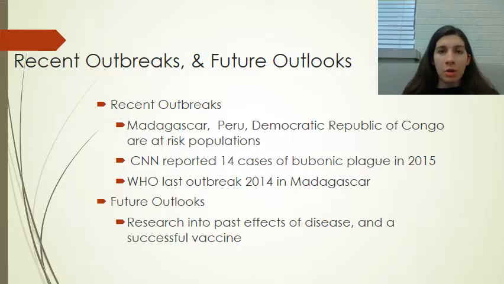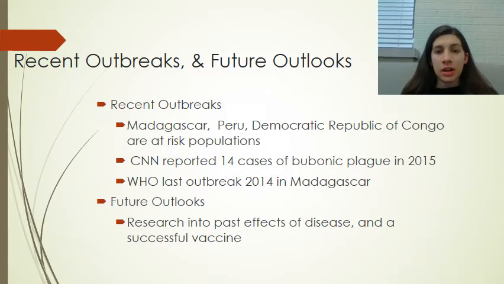Since the last major outbreak of bubonic plague was during the Great Plague of Hong Kong, which ended in 1904, there haven't been any major outbreaks since then. The last WHO outbreak that was recorded was in 2004 in Madagascar, which was much smaller in numbers. There haven't been many cases in the United States; CNN reported 14 cases overall in the United States in 2015. The at-risk populations are in Madagascar, Peru, and the Democratic Republic of Congo, which you'll be able to see in maps I will show you later on.